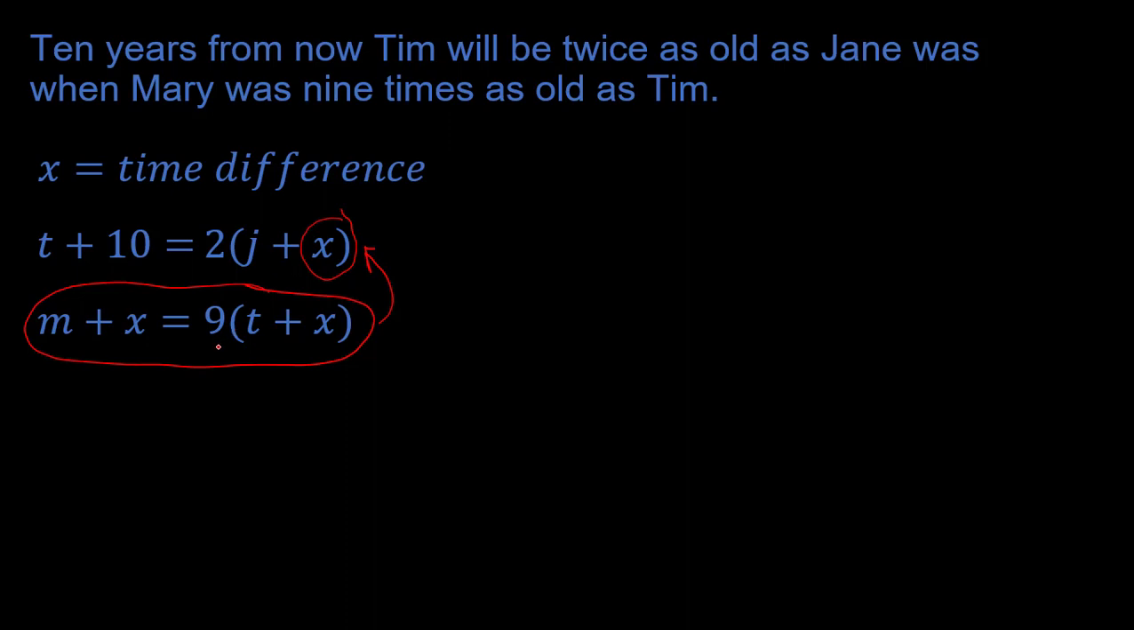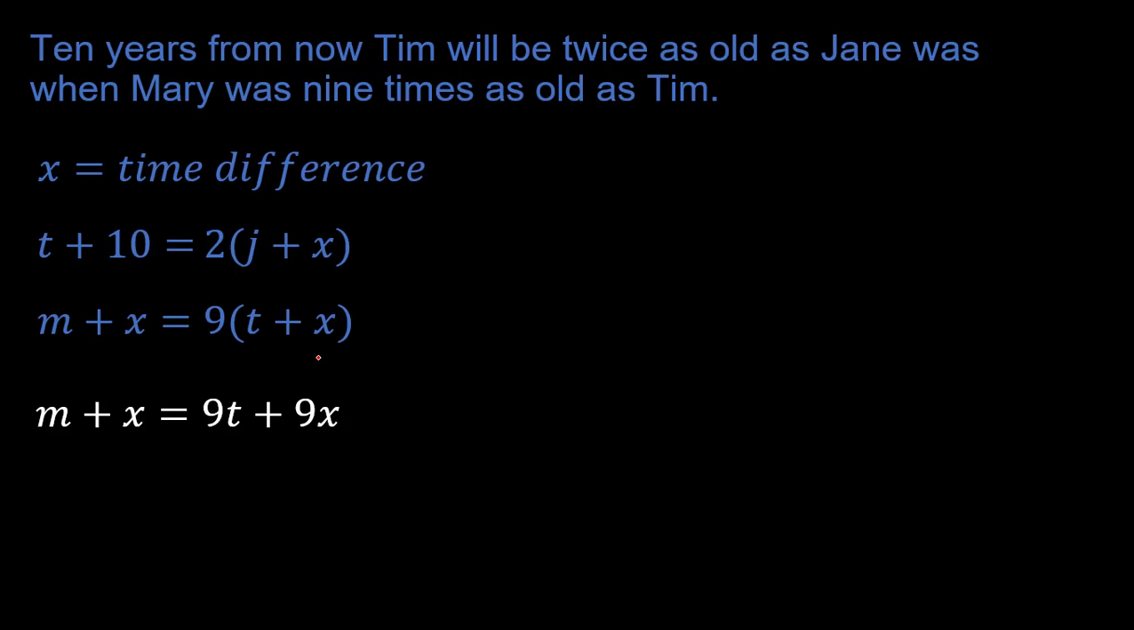Okay, and for our next step, we're just going to distribute this 9. So we're going to distribute that 9 to the t and distribute that 9 to the x. And we get m plus x equals 9t plus 9x. And from here, we're going to want to isolate our x. So let's minus x on this side, minus x on this side, and since we're going to want to isolate x on the right side, we'll also subtract 9t from this side and subtract 9t from this side too. So when we do that, we end up with 8x is equal to m minus 9t.